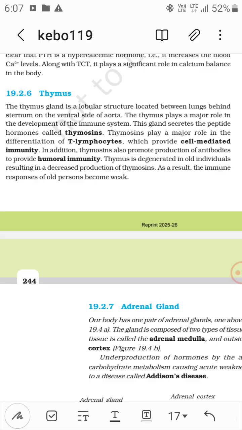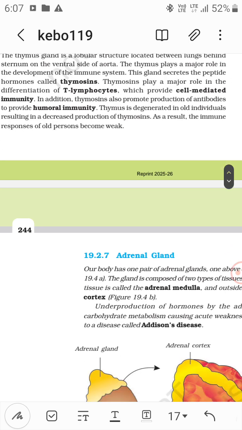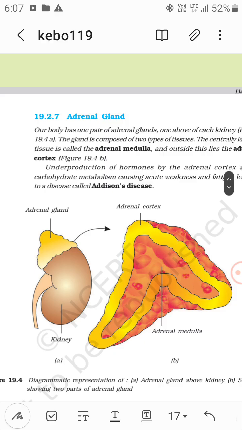So the thymus is degenerated in old individuals, resulting in a decreased production of thymosins. As a result, the immune responses of old persons become weak. So this is the thymus. Okay, so now the adrenal gland.